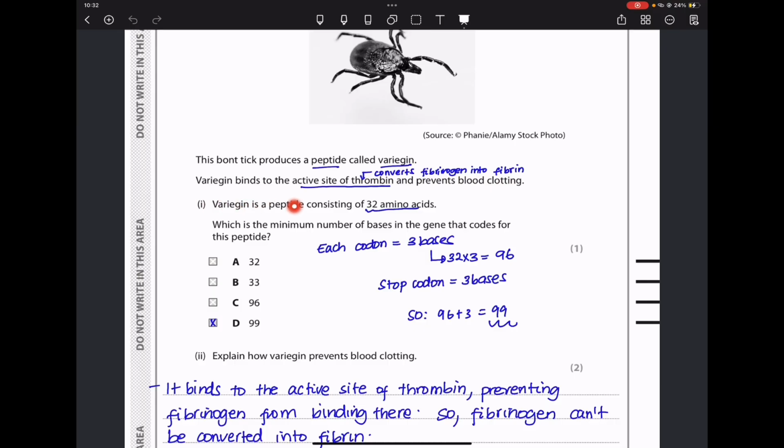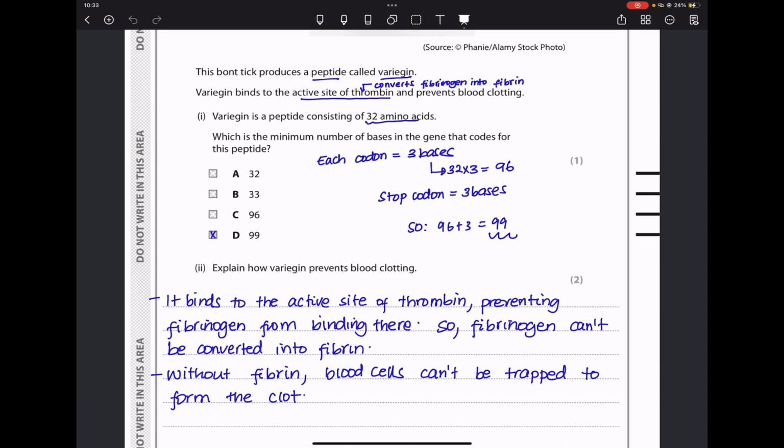They say vireogen is a peptide consisting of 32 amino acids, which is the minimum number of bases in the gene that codes for this peptide. 32 times 3 because each amino acid is coded for by one full codon, so this is going to be 32 times 3, giving us 96, plus the stop codon, so 96 plus 3 gives us 99, so my answer was D.